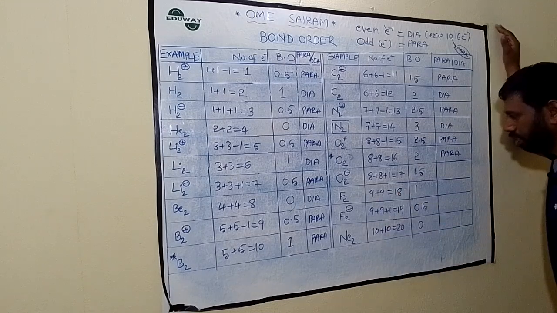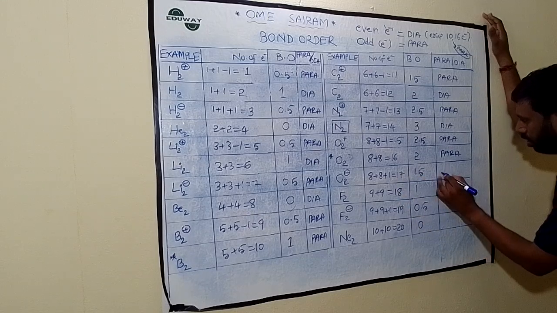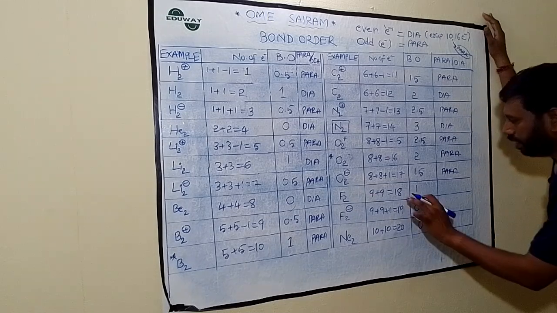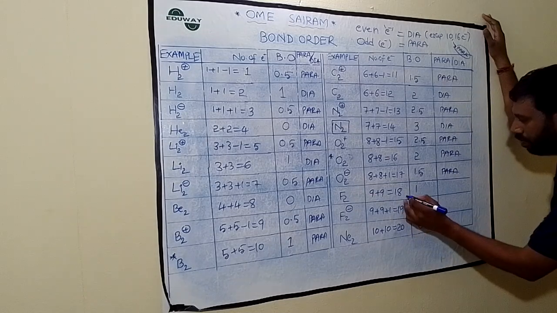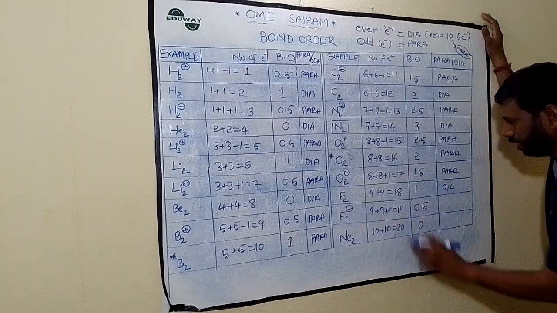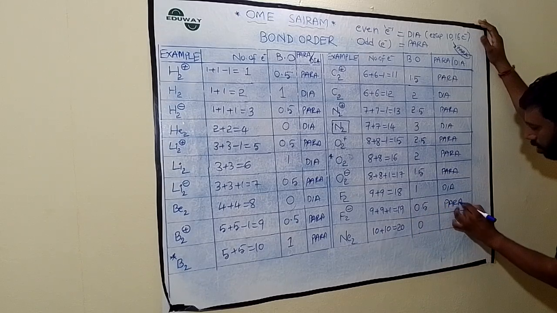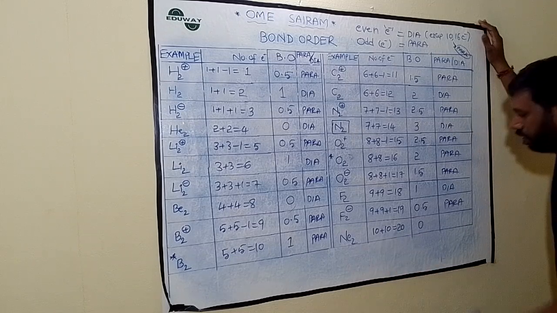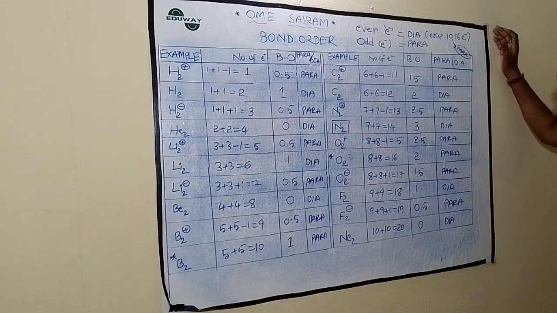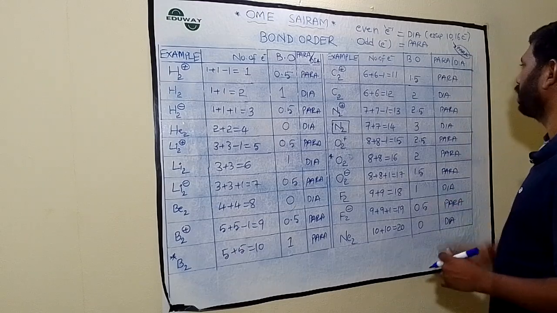Next, O2 negative charge. So number of electrons 17. Odd number of electrons, it shows paramagnetic. F2 molecule contains 18 electrons and it is even number of electrons, it can show diamagnetic character. F2 negative charge contains 19 electrons, odd number of electrons, it shows paramagnetic. Ne2 molecule contains 20 electrons, it is even number of electrons, so diamagnetic character. In this way we can find out bond order and paramagnetic and diamagnetic character.